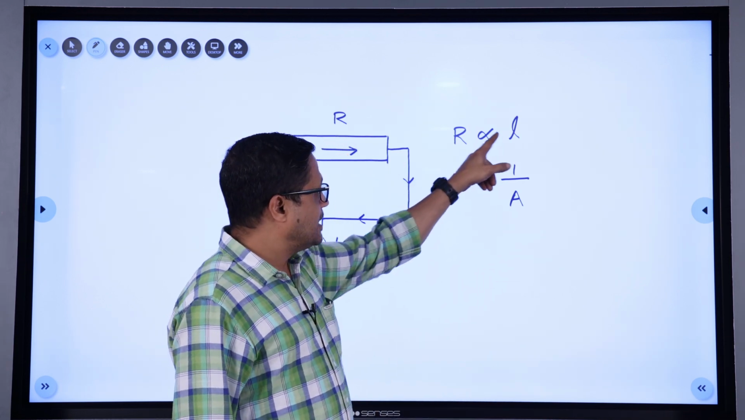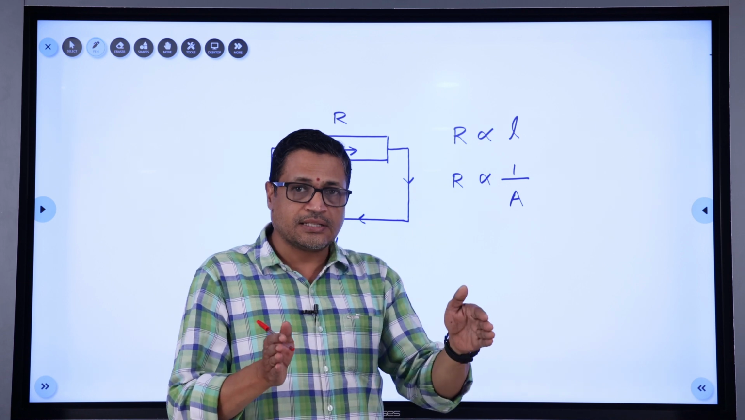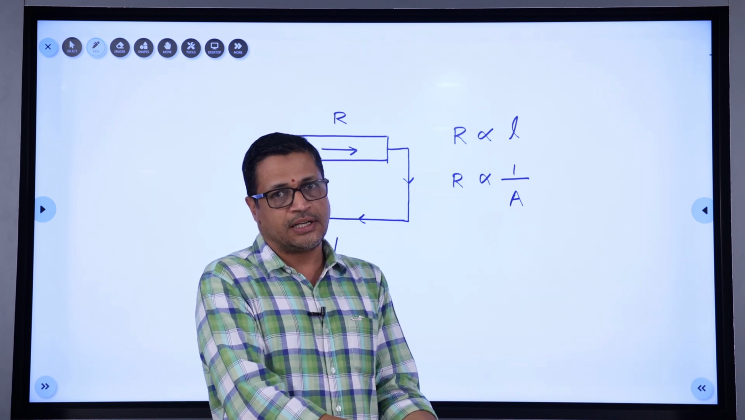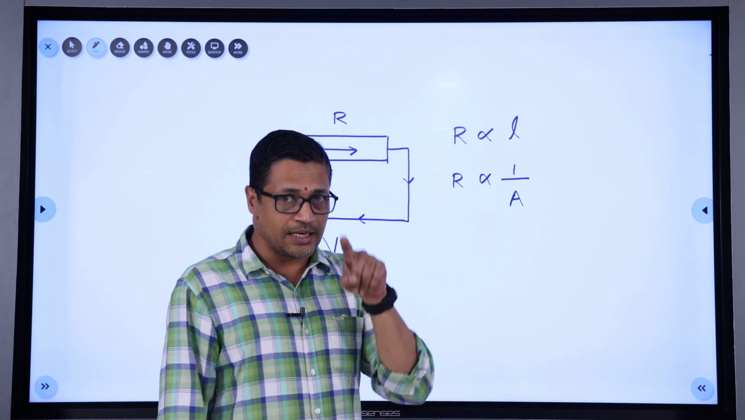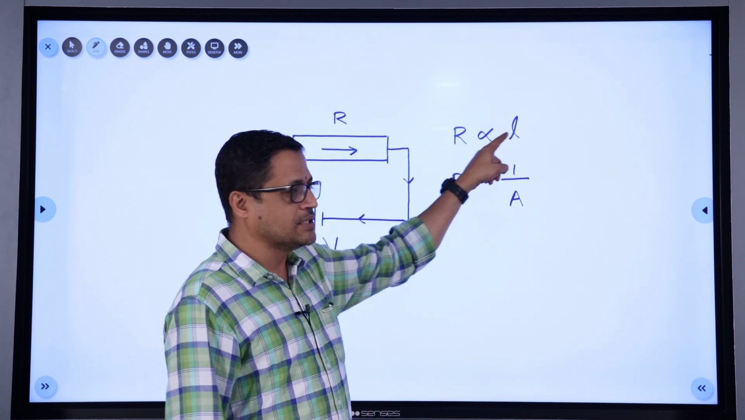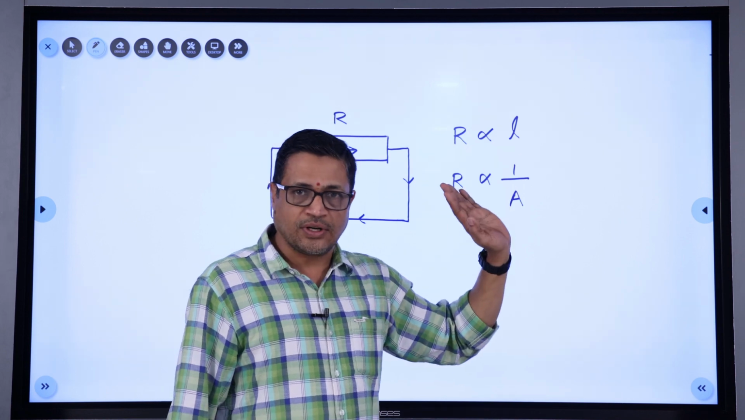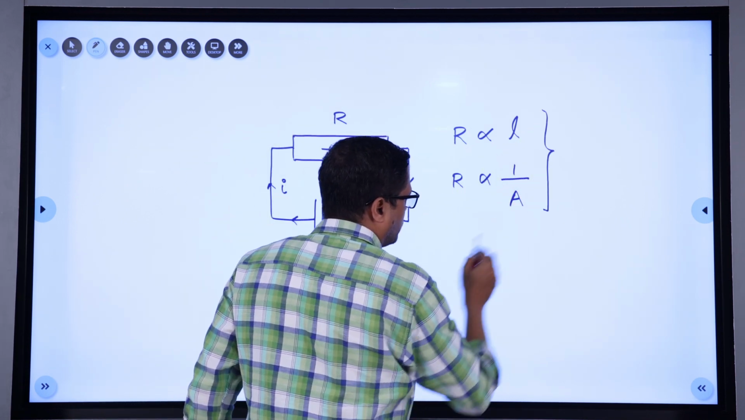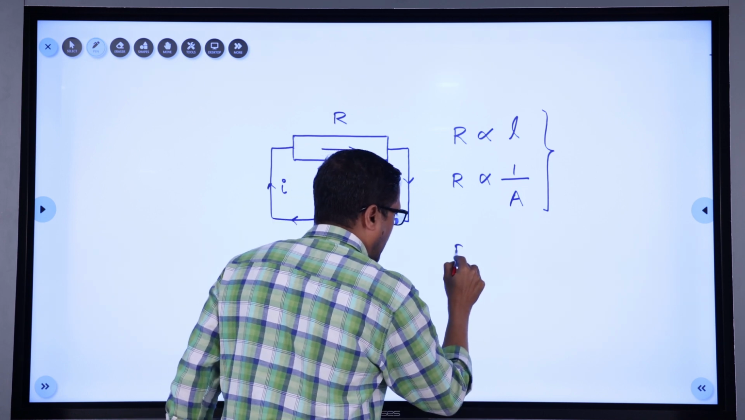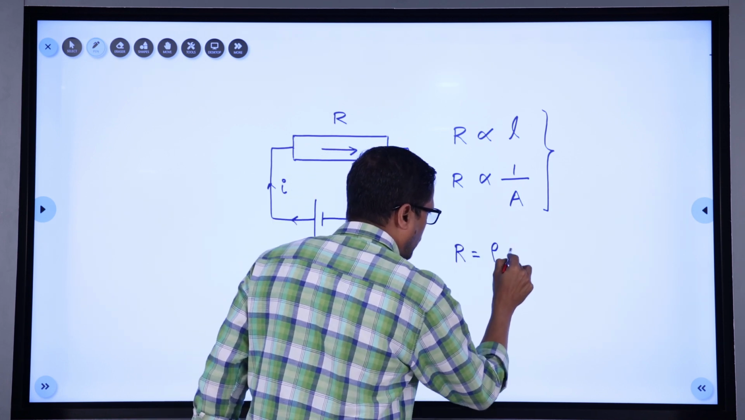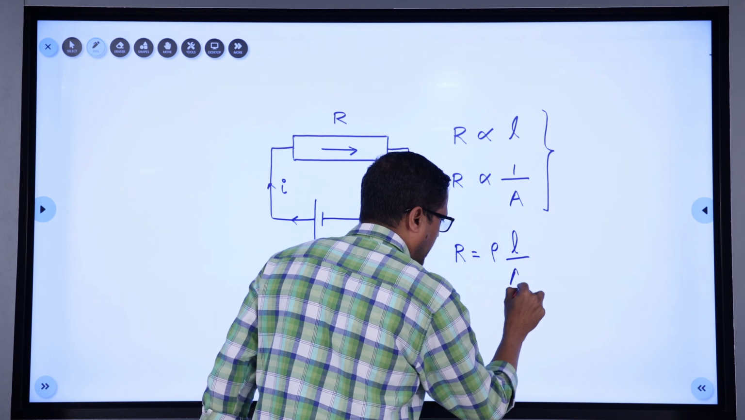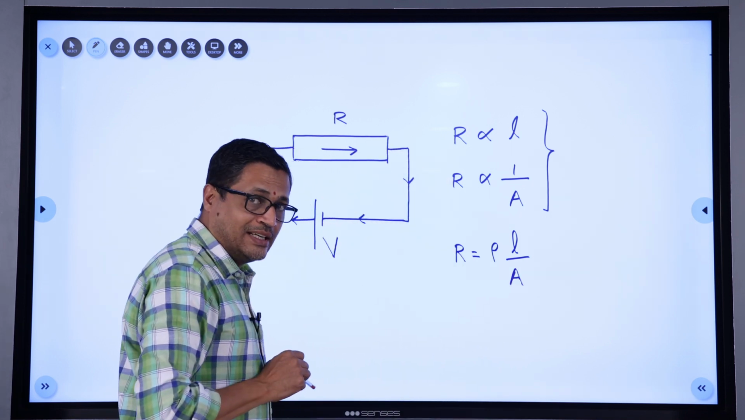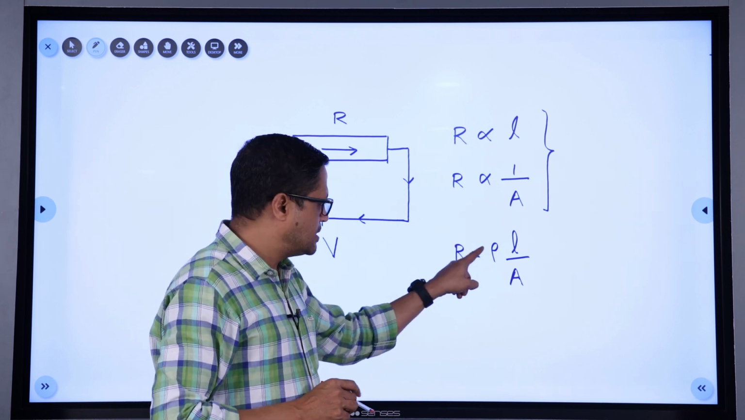The resistance increases with length because as the length increases, the electric field decreases. Electric field is the motivation, so the motivation decreases, and when the motivation decreases, current decreases. When the current decreases, the resistance increases. That is the actual reason. Now, these two relations can be clubbed into a single relation and you can write R is equal to rho into L by A. This rho here is called resistivity. This one is resistance, this is resistivity.